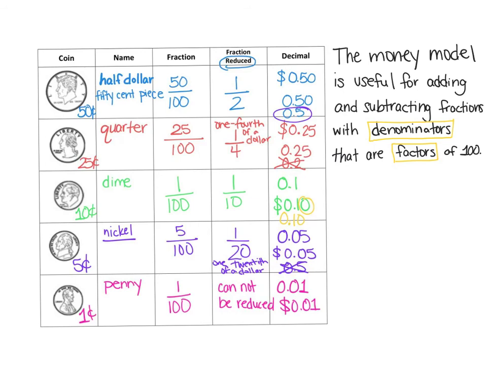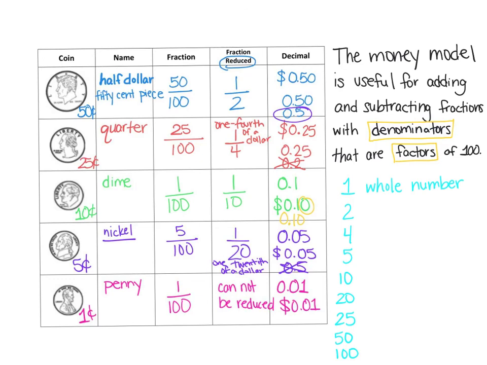As we have learned over the last few days, the money model is useful for adding and subtracting fractions with denominators that are factors of 100. So denominators are the bottom numbers. All of these numbers are factors of 100. If they are in the denominator, that means we can use money to solve the math problem. If there is a 1 in the denominator, it will make a whole number.